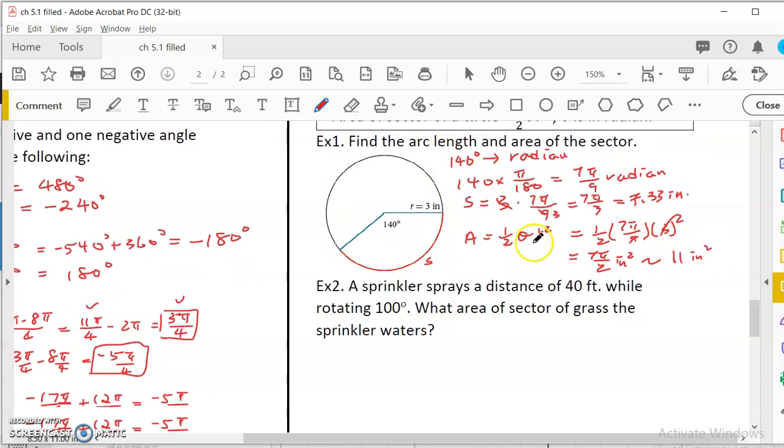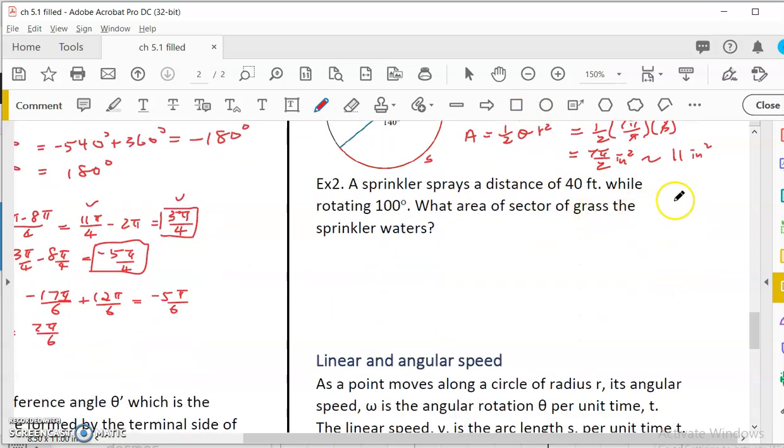Okay, so just applying it, just remember you change it to radians, because in real life problems they usually measure angles in degrees. A sprinkler sprays a distance of 40 feet, so that's this, right, in the field. You can think of a field, but this is the sprinkler. It can spray 40 feet. That's really long, and then it can rotate 100 degrees. So what is the area of the sector? So it would be like a circular area, right? So what area of grass will it sprinkle?